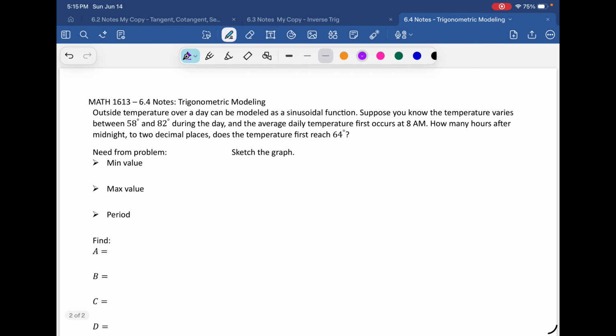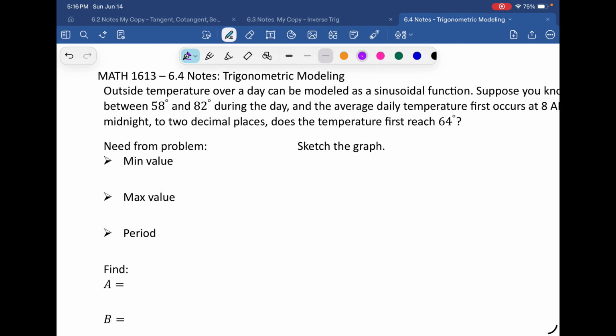Temperature is a really common one for trigonometric modeling because temperatures rise and fall throughout the day, right? So I need a minimum temperature, maximum temperature, and a period. Suppose you know the temperature varies between 58 degrees and 82 degrees during the day. So we have a minimum of 58 degrees and a maximum of 82 degrees. It also tells you the period because this is over a day. So the period is 24 hours.